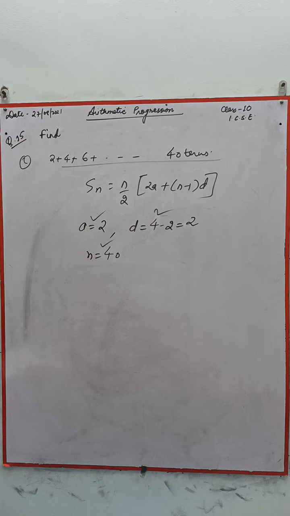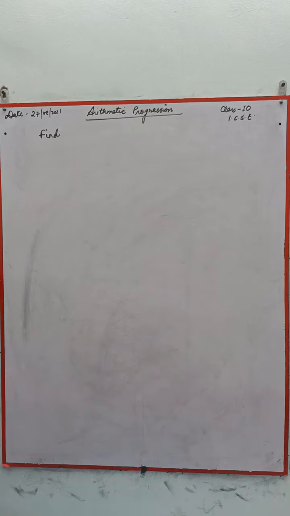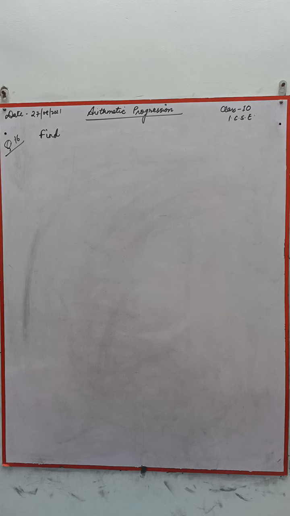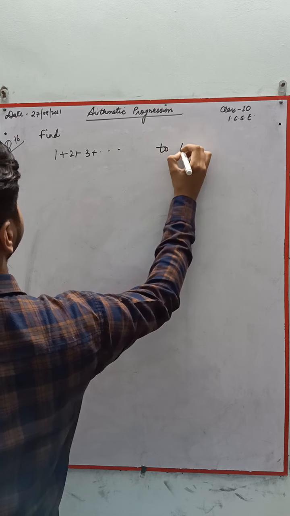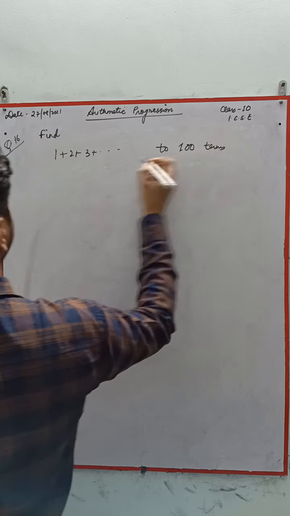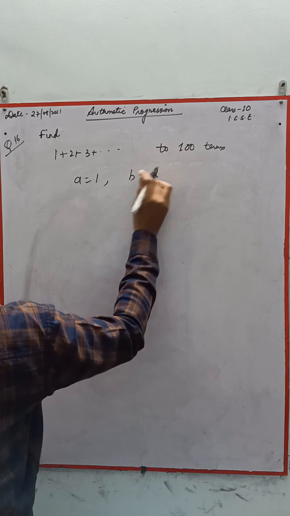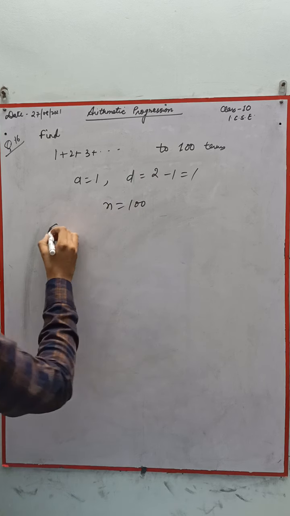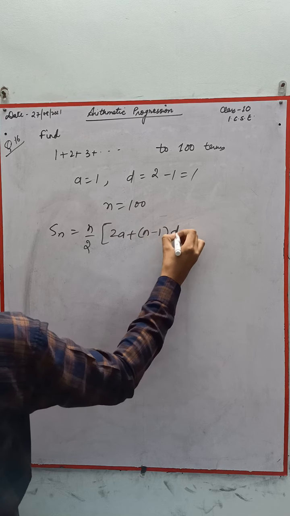Let's come to the 16th question. Let's see what we have to do in question number 16. Find 1 plus 2 plus 3 and so on up to 100 terms. I think again this is the same kind of question. a is given to us as 1, d will be 2 minus 1, that is 1, and n is equal to 100. So Sn is equal to n upon 2 bracket 2a plus (n minus 1) into d.